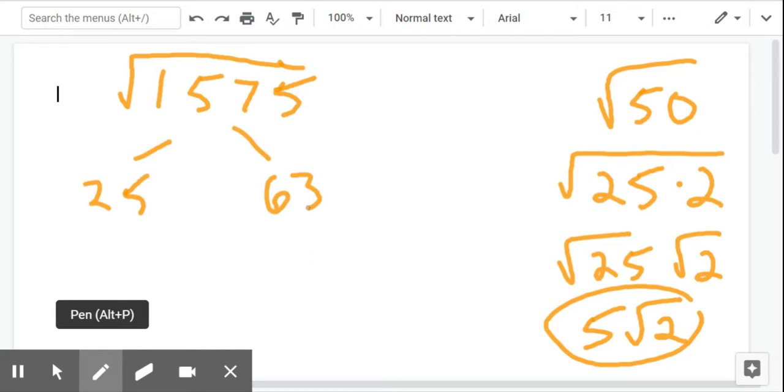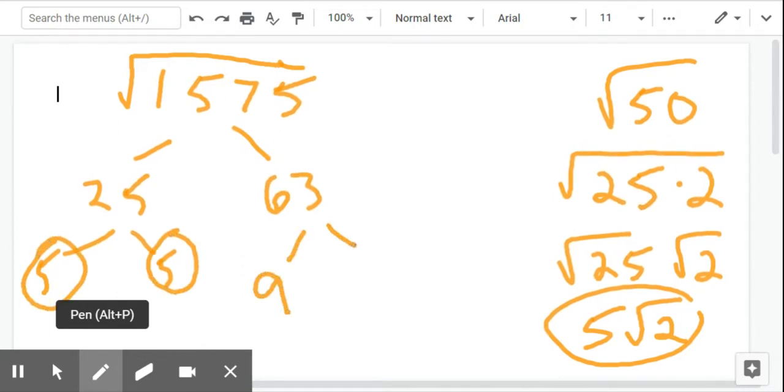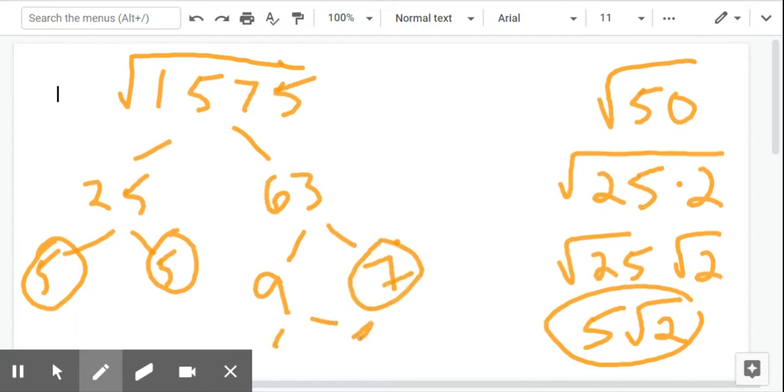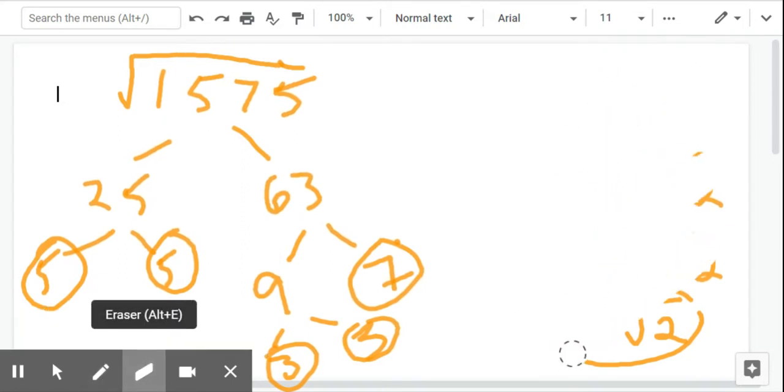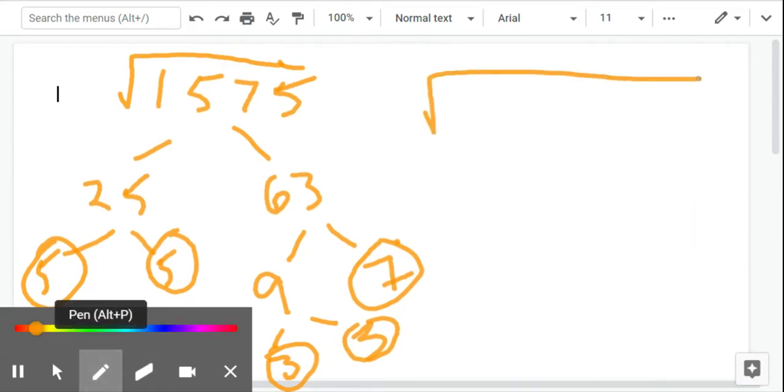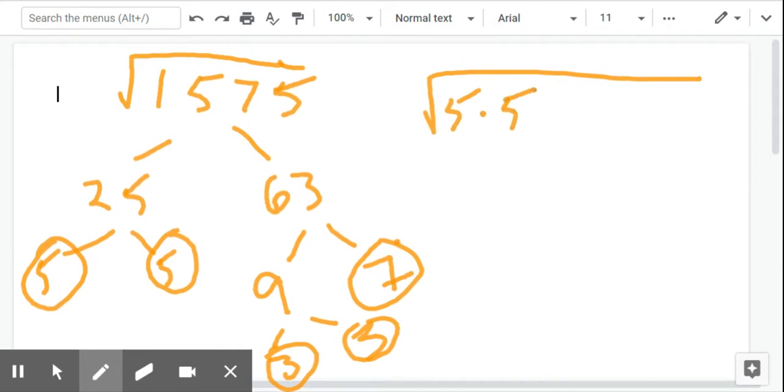So 25 times 63. 25 I can break up into 5 and 5, which are both prime numbers, so I'm done there. 63 I can break up into 9 times 7. 7's a prime number, so I'm done. And 9 I can break up into 3 times 3. Okay, so now I know, I'm going to give myself some more room over here, I know that 1,575 is the same thing as 5 times 5 times 3 times 3 times 7.